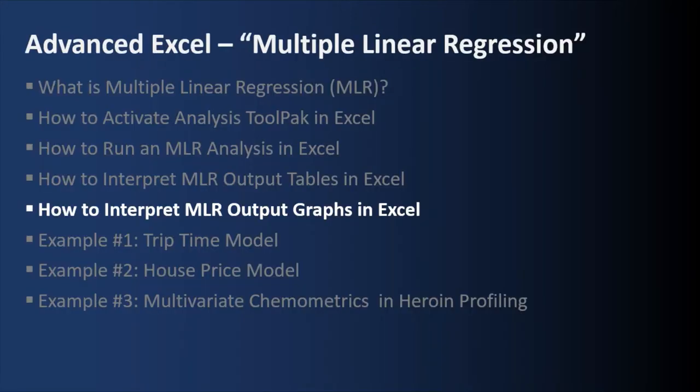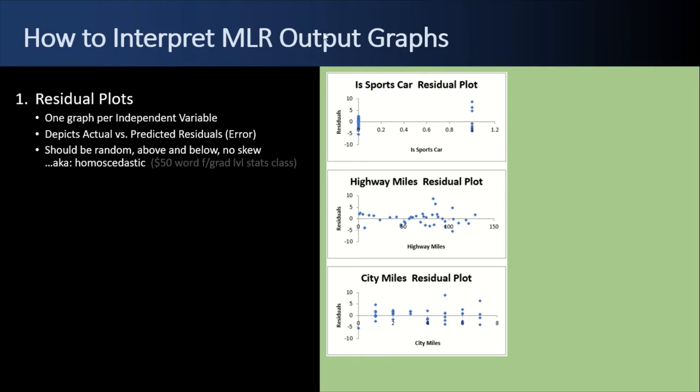Next up, how to interpret MLR output graphs in Excel. So the first MLR output graph that we're going to learn to interpret is the residual plots. And there's, in my example, three of them. But there's one graph residual plot per independent variable. So X1 is sports car, one independent variable. X2, highway miles. X3, city miles. That's my three independent variables. And there's one graph per.